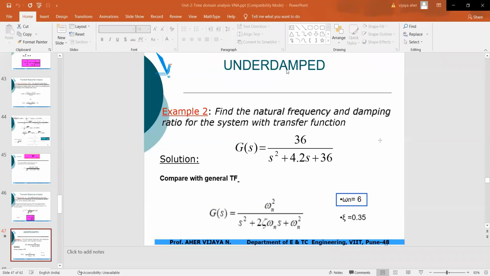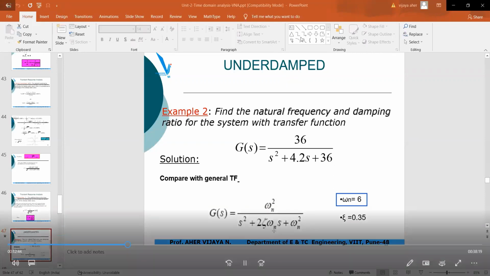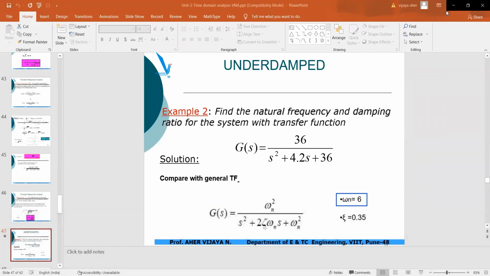Then find out damping factor, damping ratio, that is nothing but zeta. After comparing these two equations, what we got? We got this term. 2 zeta omega n is equal to 4.2. Now simplify. Omega n is equal to 6. Put the value of omega n in this equation. Find out zeta. Zeta is equal to 0.35. So all of you got the equation?